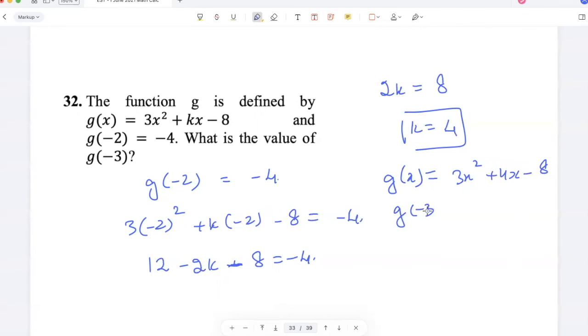So g of -3 would be 3 times -3 squared plus 4 times -3, -8. So 27 minus 12 minus 8. 27 minus 20, which is 7.